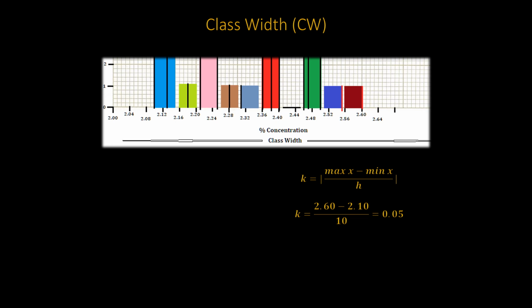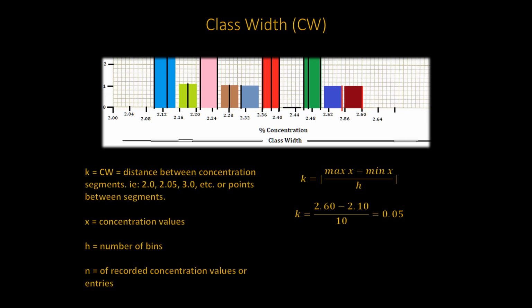In this graph, the labels are spaced every 0.04%. They could have been spaced at intervals of 0.05%. The information would have been the same. There are a few formulas that are used to calculate the class width, and some are quite complicated. To keep it simple, the most widely used equation is shown.